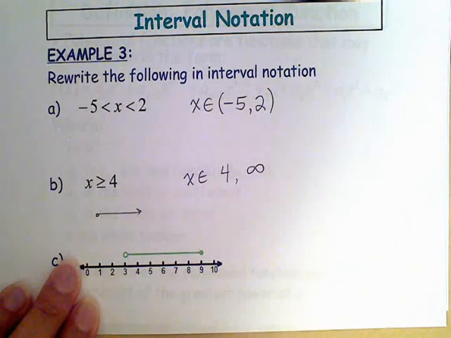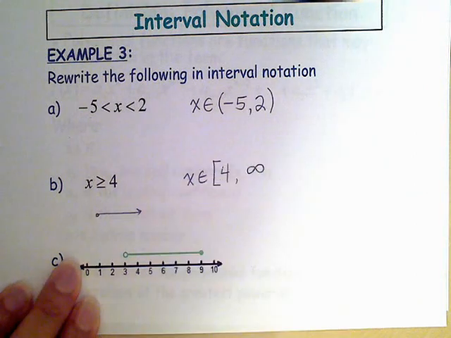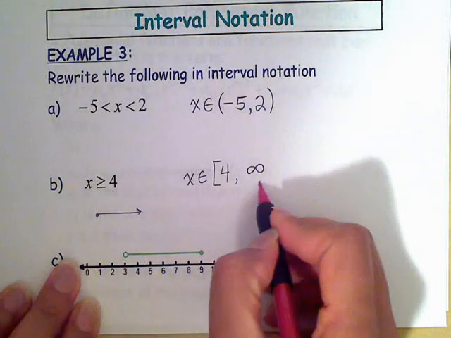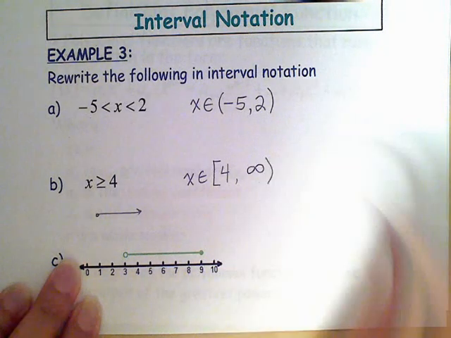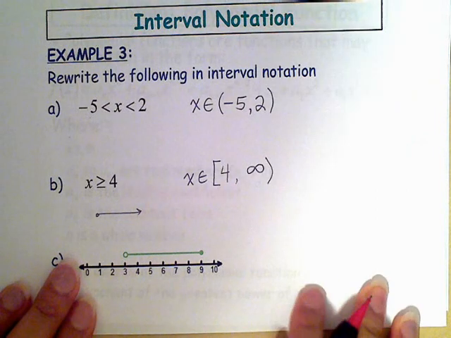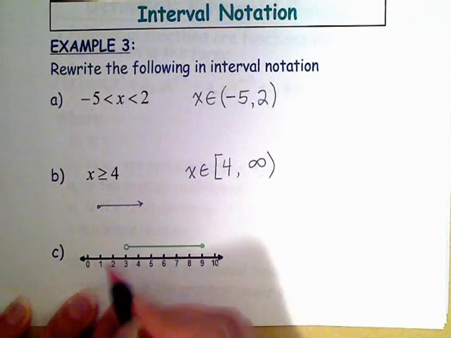Now in terms of my brackets, because I'm starting at 4 and 4 is included, I use a square bracket. And because I'm ending towards positive infinity, I use round brackets because I don't actually know what the end point is.